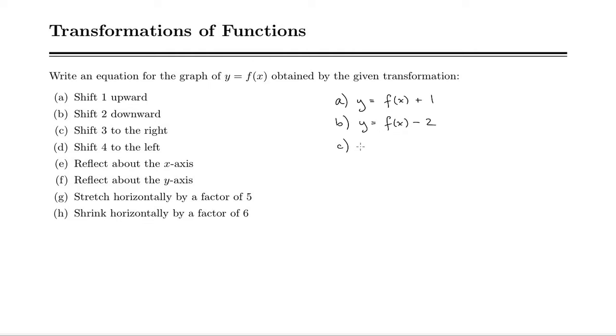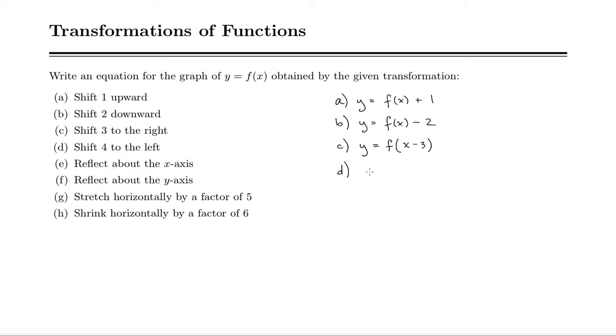For part C, now we're shifting horizontally. So this is a little bit different. Because it's a horizontal shift, it's going to happen to just the x instead of the entire f of x. Okay, it happens to the input rather than the output. If we shift to the right, we subtract that number from the x. So we have x minus 3 as our input instead.